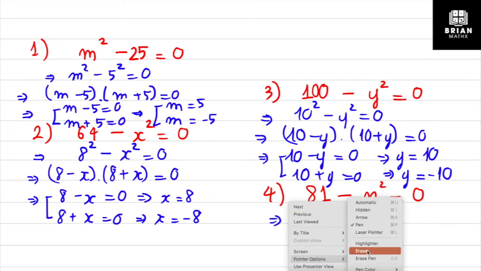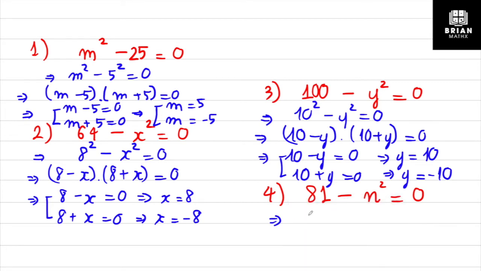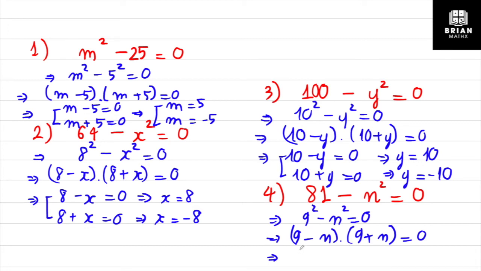Okay, you can change form 81 become to the square, 9 square. N square equal to 0. 9 minus n multiply 9 plus n. Factorizing successful. So 9 minus n equal to 0, and the next one 9 plus n equal to 0. So n equal to 9 here, and n equal to negative 9. Yeah, that's all. Very easy, right?